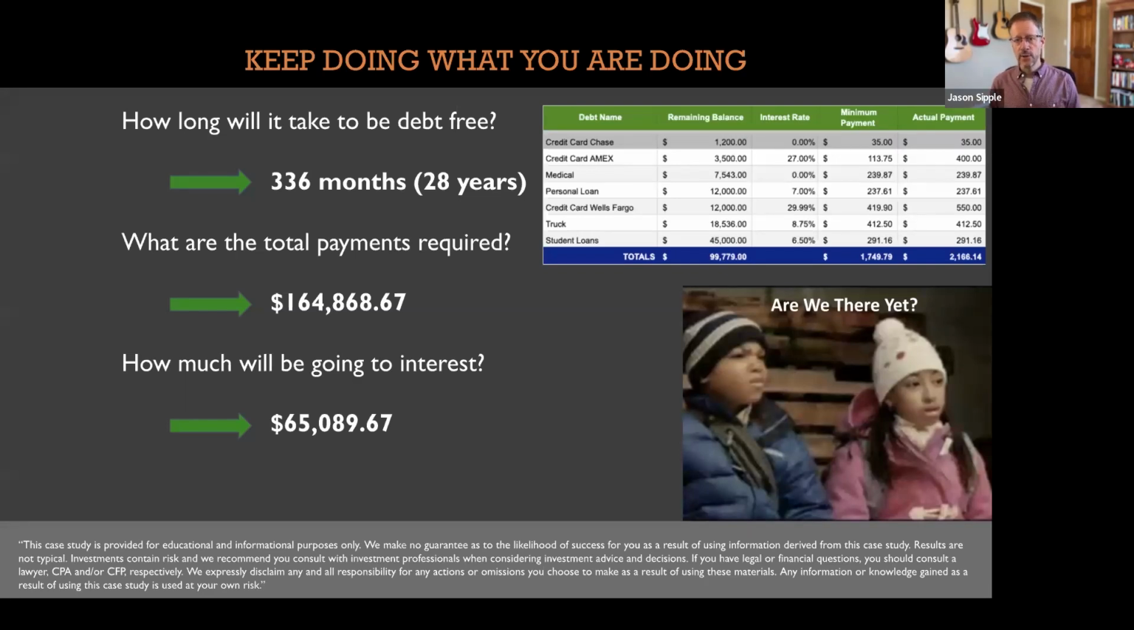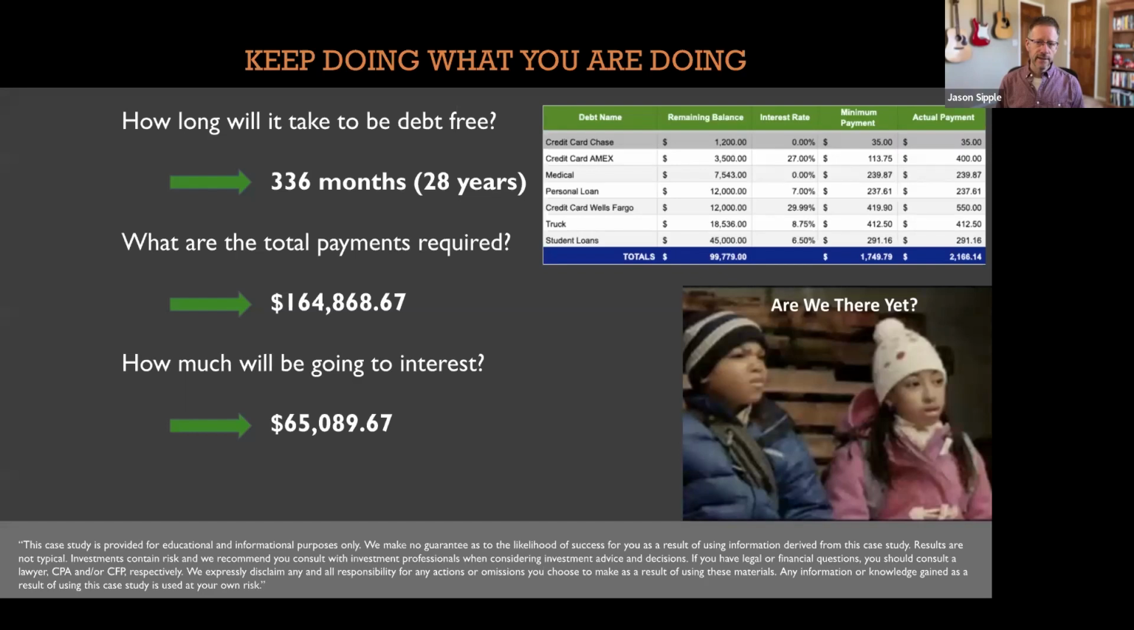As an example, let's say that my medical bill got paid off before anything else, and I had that $239.87. Well, instead of using that to pay on extra debts, I'm going to add that into maybe a new subscription, or maybe I join a gym or whatever it's going to be, but it's no longer going to debt servicing. That's what I mean by keep doing what you're doing.